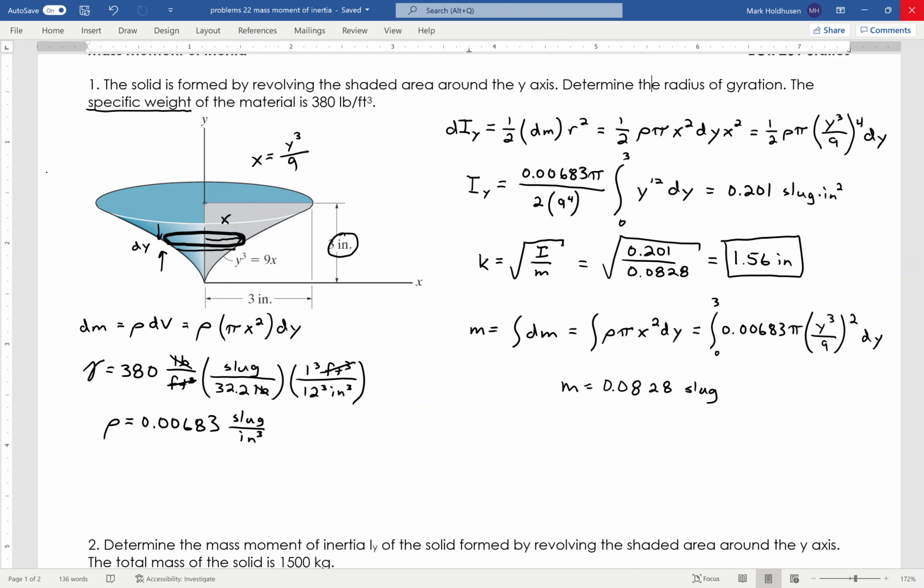But again, the way we need to do this is break it up into a disk, knowing a disk is 1/2 mr squared, you basically find the mass of the infinitesimal disk, and add that up using an integration to calculate the mass moment of inertia that I've got here.